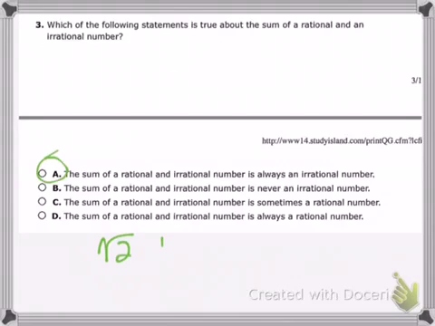Radical 2 plus 5 would be a non-terminating, non-repeating decimal. So it'll be something around 6.12... Now that might not be exact, but it's going to be a non-terminating, non-repeating decimal.